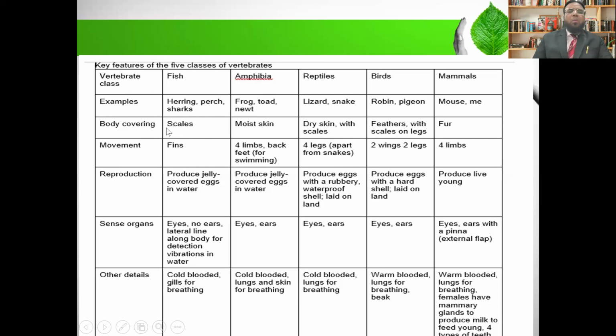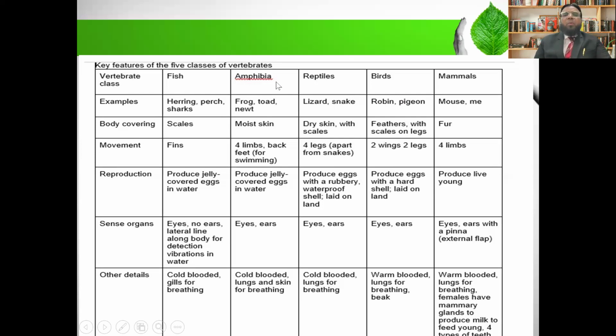See here, for example, the body covering means scales are found on their skin. They have fins for the movement or balancing of the body. Reproduction: they produce jelly-covered eggs in water. That means they lay eggs in water, and their eggs have a jelly-like substance. Sense organs: eyes, no ears, and lateral lines along the body for detection of vibration in water. And other details: they are cold-blooded, which means their body temperature is the same as the environment. Gills are there for breathing. So these are the peculiar characteristics of fish.